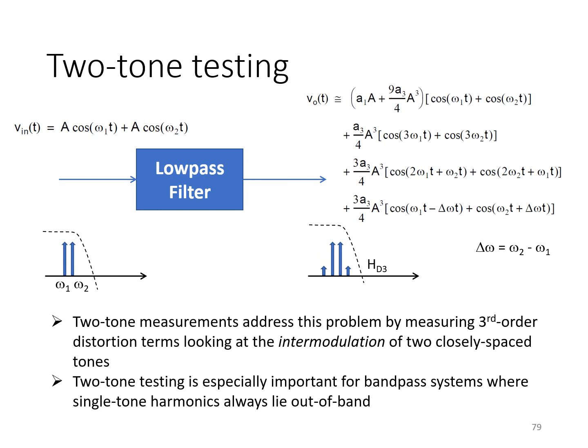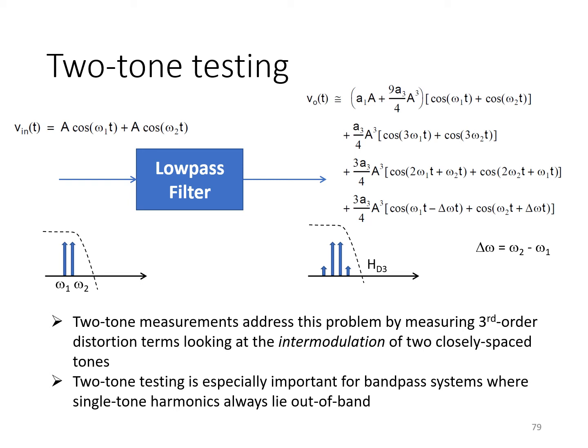That's the motivation for performing two-tone testing, where the input is not just a single sinusoid at omega naught, but the superposition of two sinusoids at closely spaced frequencies, omega 1 and omega 2, and with the same amplitude, A. Two-tone measurements address this problem by measuring third-order distortion terms by looking at the intermodulation of these two tones at the output.